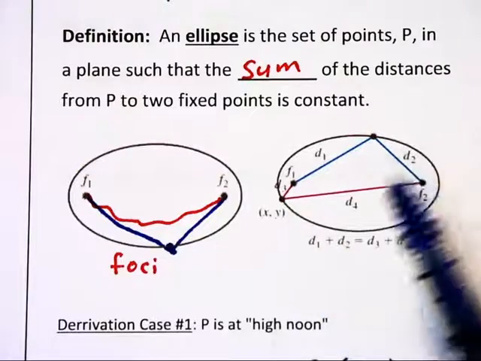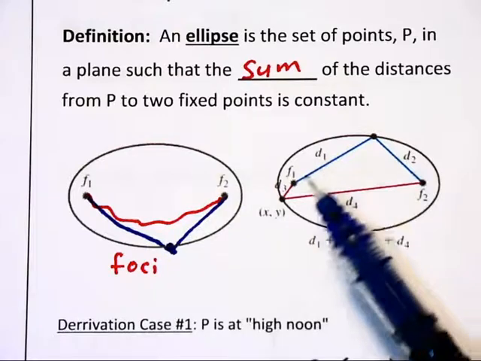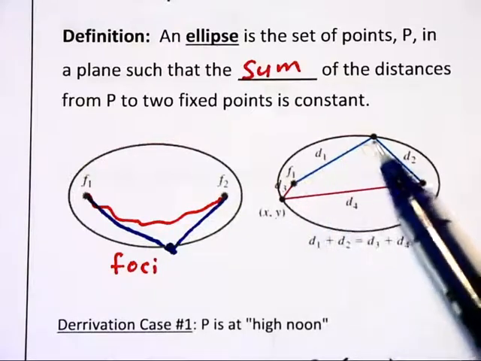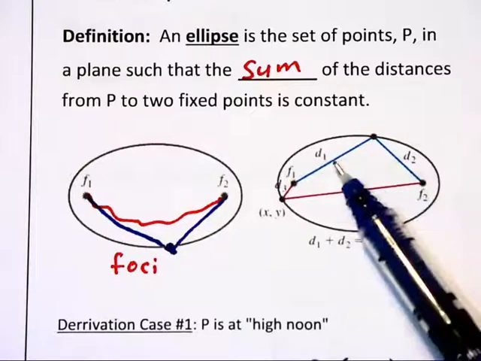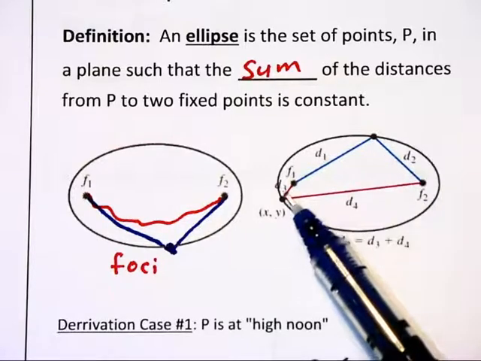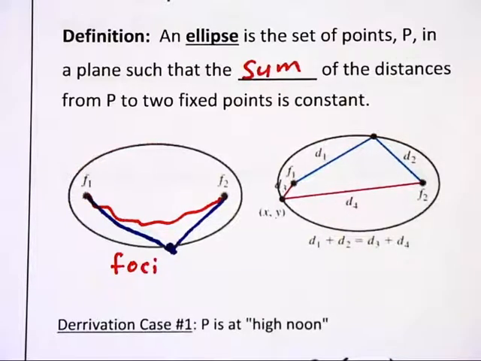Now, it will always be true that the string is the same length. It's not stretchable like rubber, so the distance 1 plus distance 2, the sum of the lengths of the 2 blue lines, should be equal to distance 3 plus distance 4, the sum of the lengths of those 2 pink or red line segments drawn there.